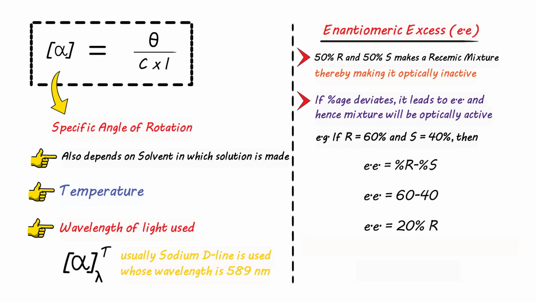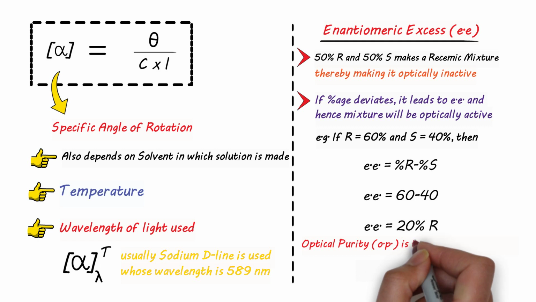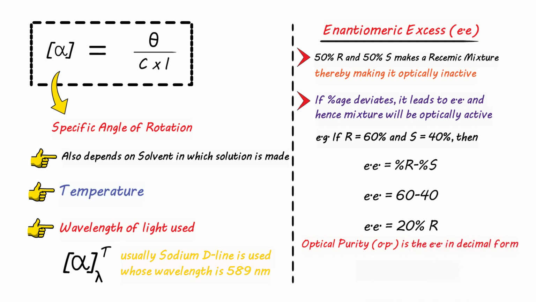Enantiomeric excess अगर आप represent करेंगे in decimal form, we call that optical purity. So we can write optical purity is basically the enantiomeric excess in decimal form. So we can write 20% as 20 by 100. That gives you 0.2. That's called optical purity.